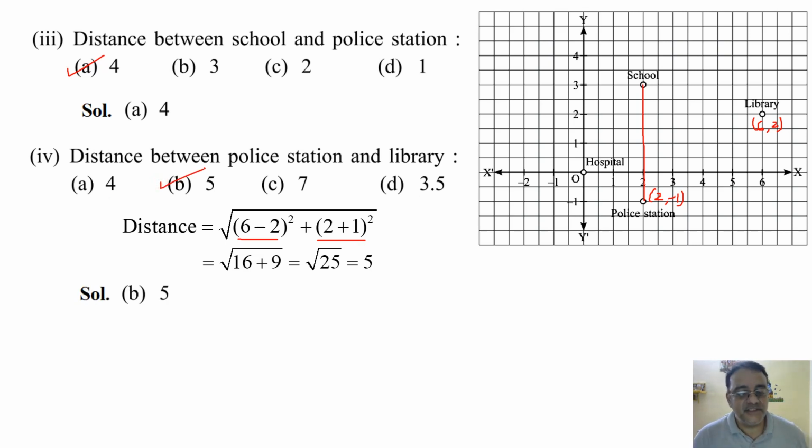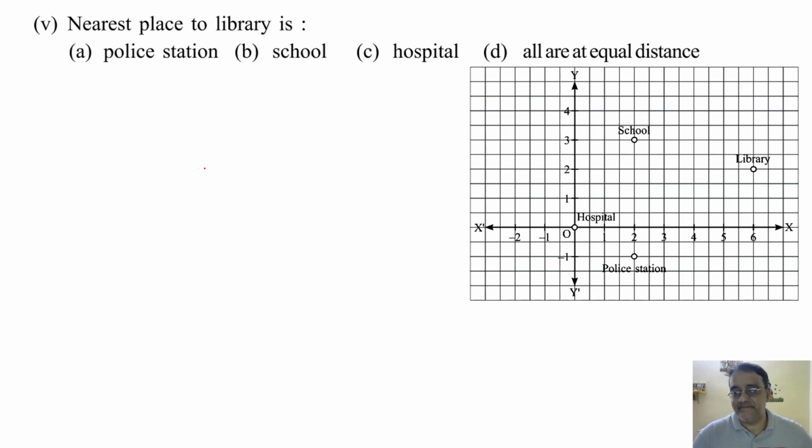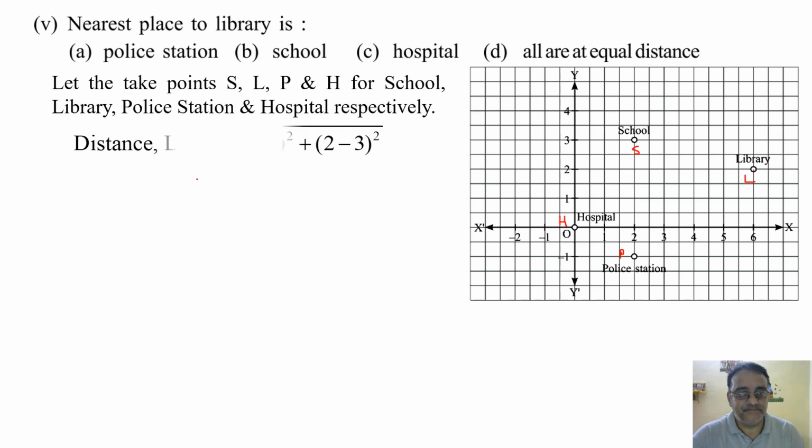Now the last question of this case study: nearest place to library. Which is the nearest place to the library? It is visible, school. School, right. Otherwise, what you have to do? You have to find the distance between library and school, library and hospital, and library and police station. Okay? So I am taking this as L, this as S, this as H and this as P. So LS we have to find first.